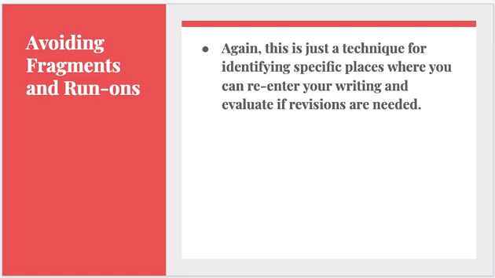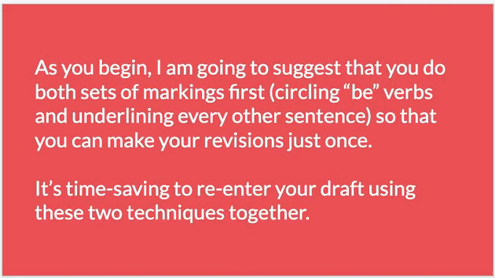Okay? All right, so two techniques for today. Circle the be verbs, underline every other sentence in a different color, and then do that evaluation piece all together. That way you can do this more quickly and more solidly. And next time you write, think about those be verbs and try not to write with them to begin with.